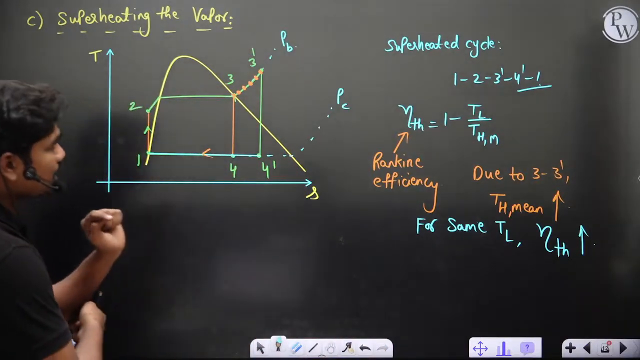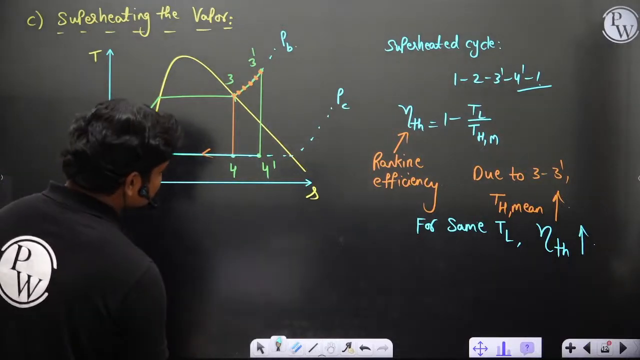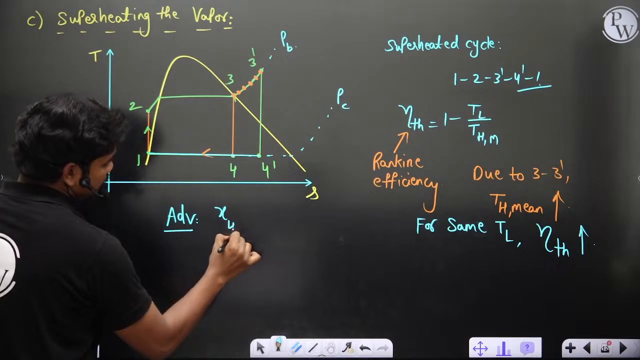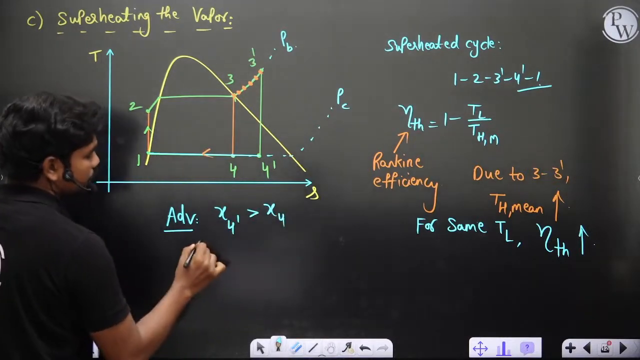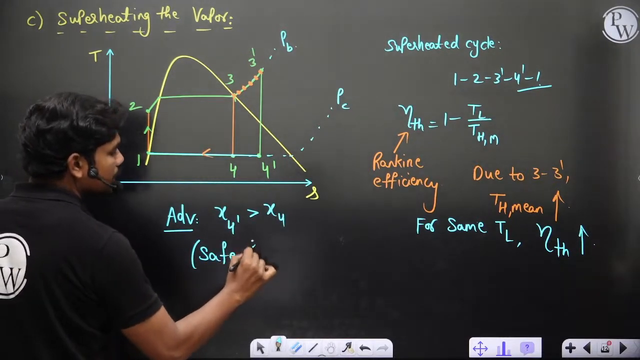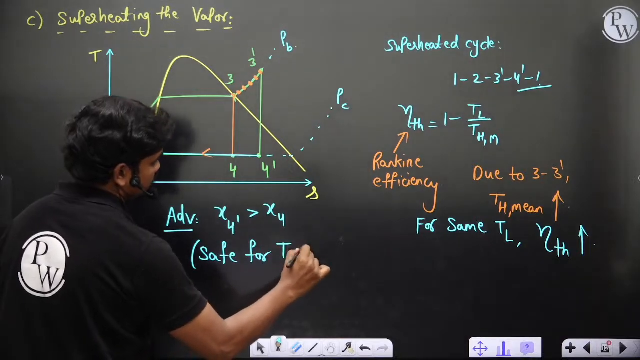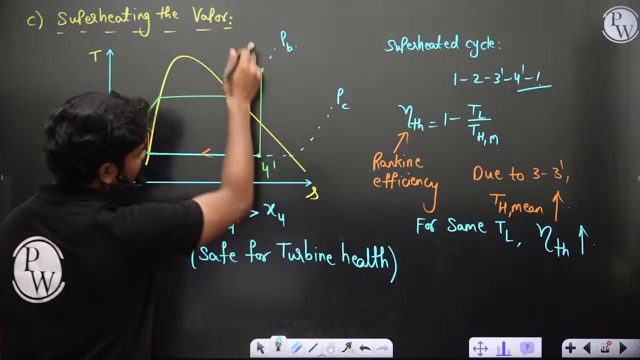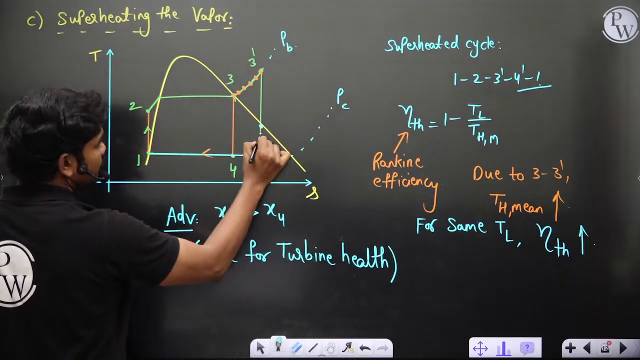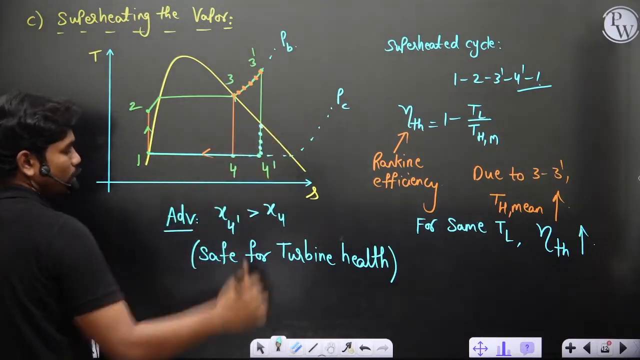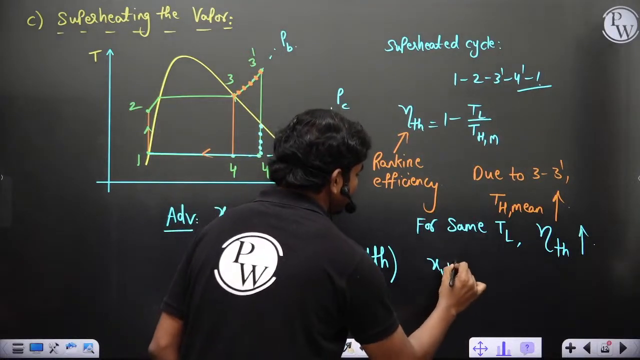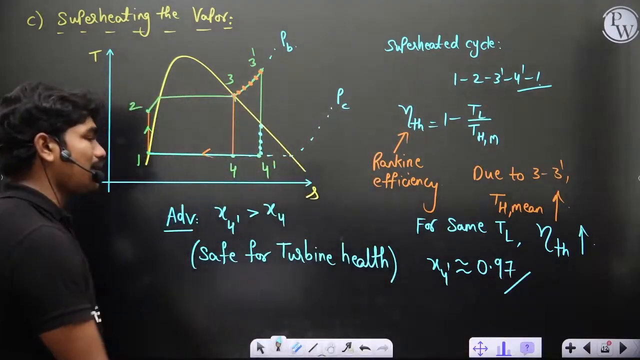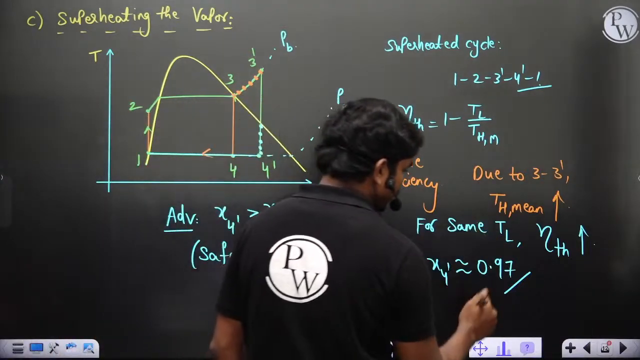Now if thermal efficiency is increasing, one advantage here is X4 dash is actually more than X4. That means it is safe for turbine health, because at all these points, clearly you can see the dryness fraction is much higher. Normally this X4 dash will be somewhere around 0.97 in actual cases.